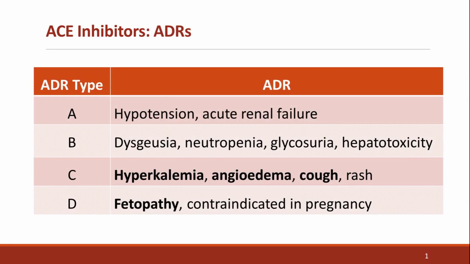The main adverse effects include dry cough and, rarely, angioedema, both linked to bradykinin. We must also monitor for hyperkalemia due to decreased aldosterone and avoid their use in pregnancy because of fetal toxicity. Renal impairment may occur, particularly in patients with bilateral renal artery stenosis. Close monitoring is crucial.